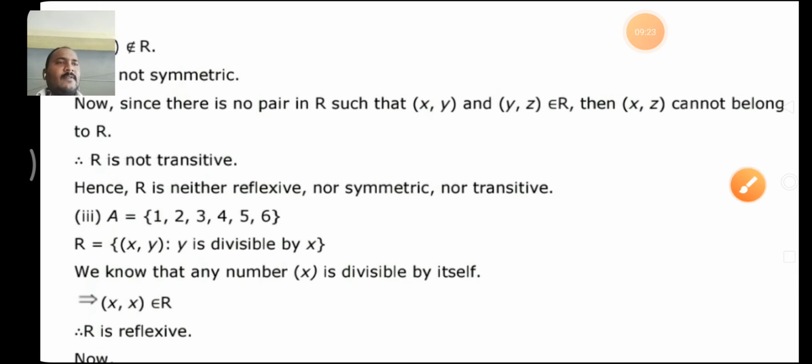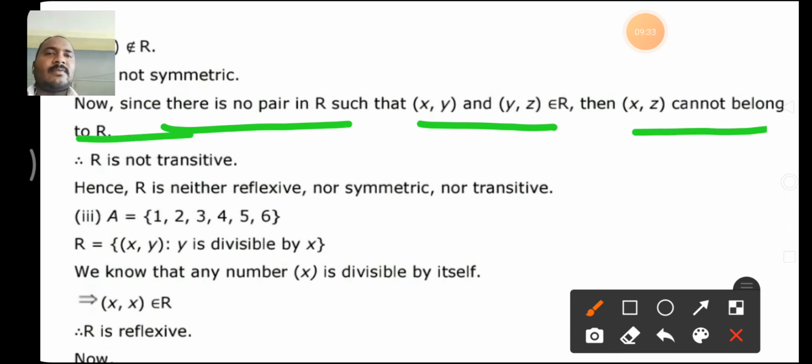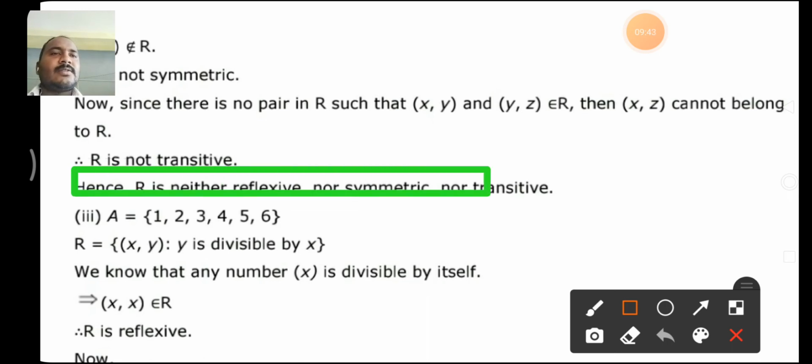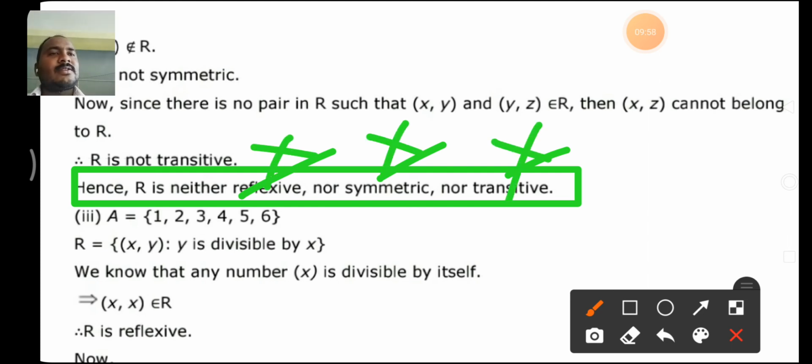Now check whether R is transitive or not. Since there is no pair in R such that (x,y) belongs to R and (y,z) belongs to R, then (x,z) cannot belong to R. Because of this, R is not transitive. Hence R is neither reflexive nor symmetric nor transitive. It means R is not reflexive, R is not symmetric, R is not transitive.